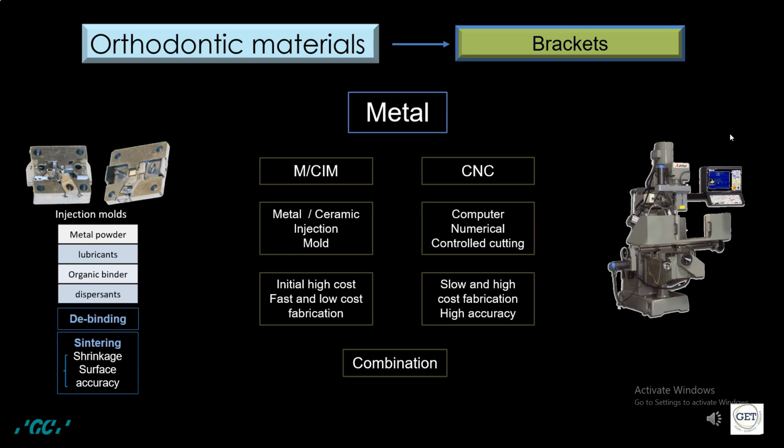The CNC technique does not require any cavities. The bracket is cut out of a pre-made metal raw material. The process is slower than the MIM or CIM and more expensive. It is not technique sensitive, and the bracket's accuracy and quality are higher, but the cost for the end user is higher.